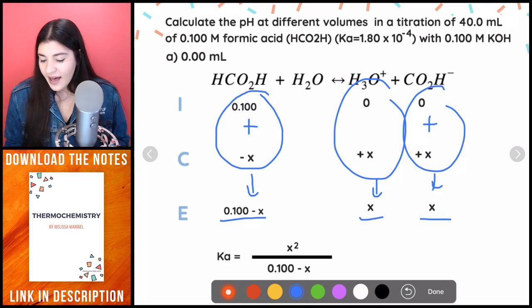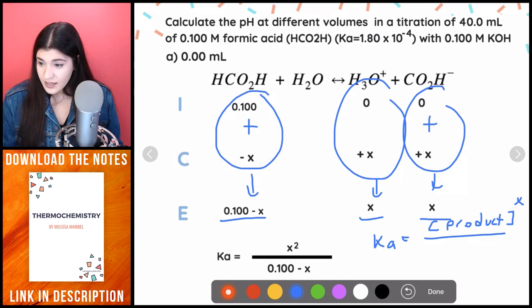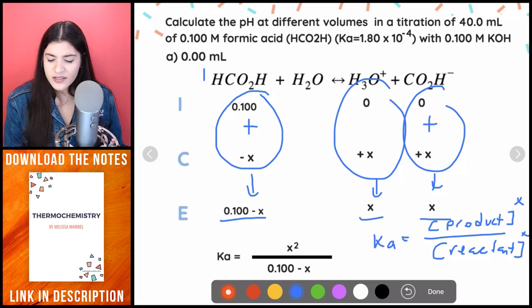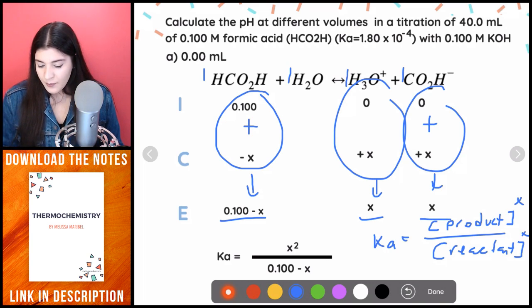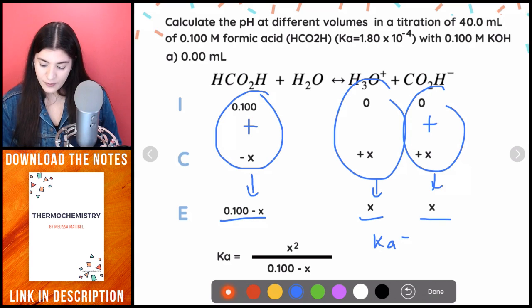Now, forming that Ka, remember that Ka is going to be our products, concentration raised to some sort of exponent, divided by our reactants, concentration raised to some sort of exponent. Okay, but since all of these are ones, we don't have to worry about that being raised to a specific exponent. But in this case, let me see if I can give myself enough room. Here we go.